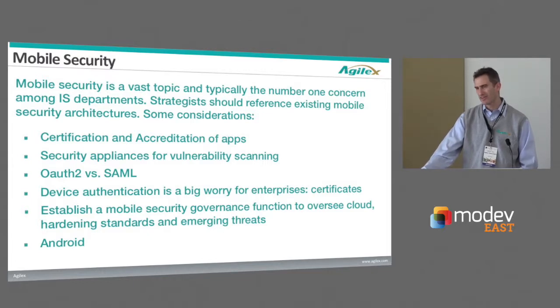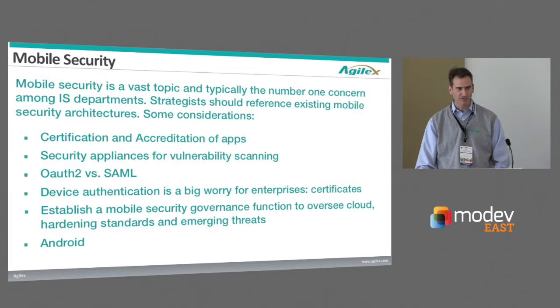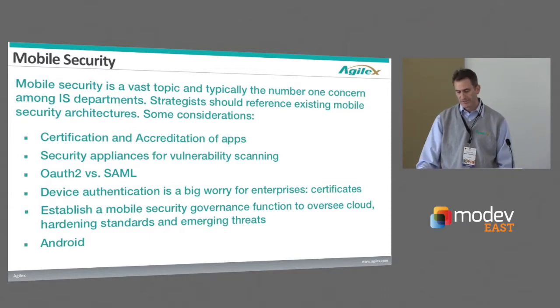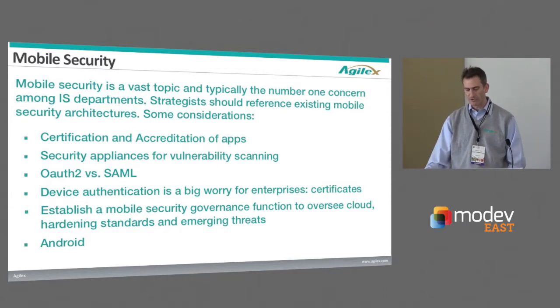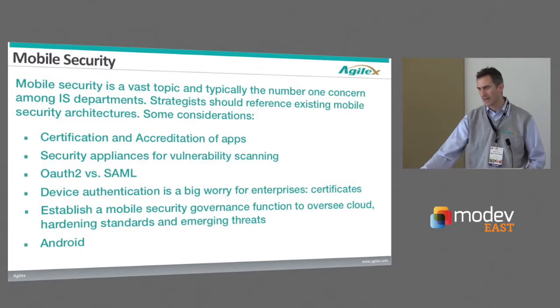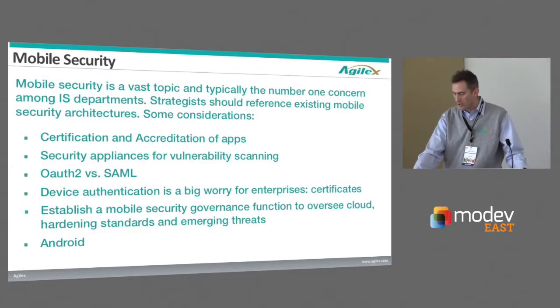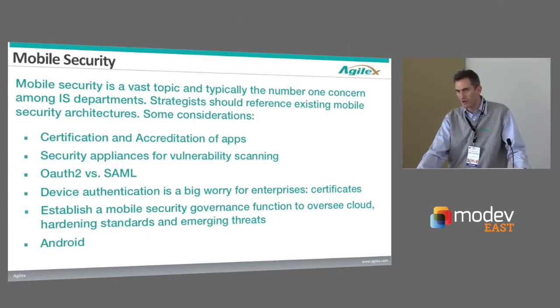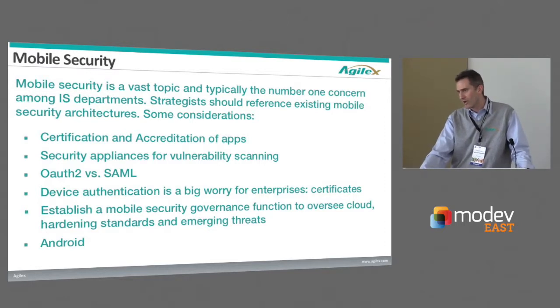OAuth 2 is, I think, the standard for authentication these days over SAML. I think that's fairly well understood, but it's nonetheless important. A lot of organizations have not moved to OAuth for authentication, so it's something that you definitely need to look at. Device authentication, we talked about that a moment ago, but it's definitely a big concern for enterprises. Use of certificates and making sure that all these devices are authenticated.